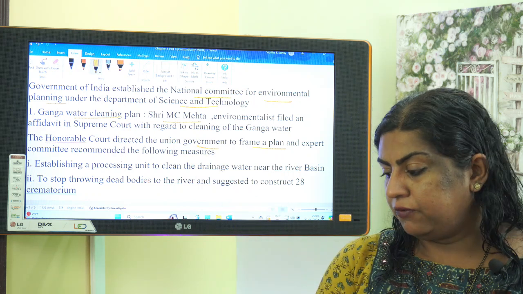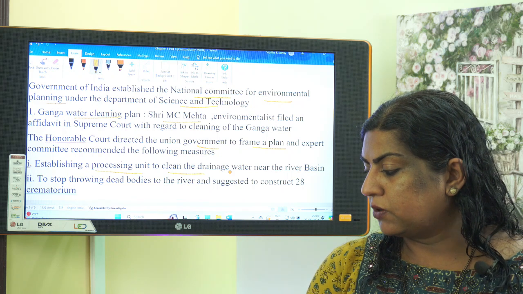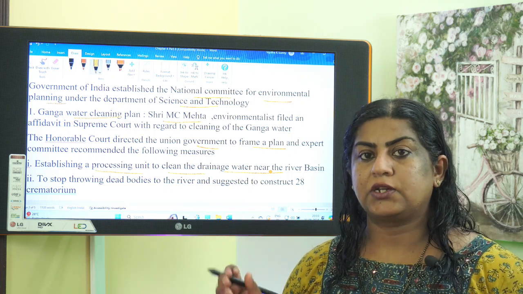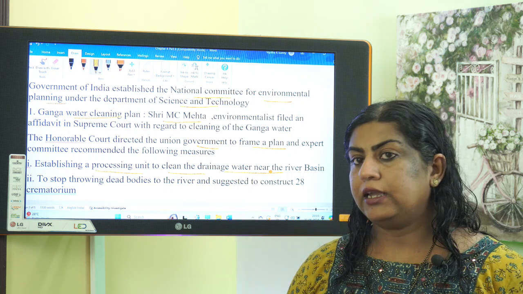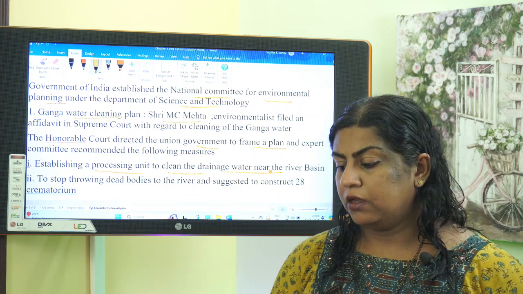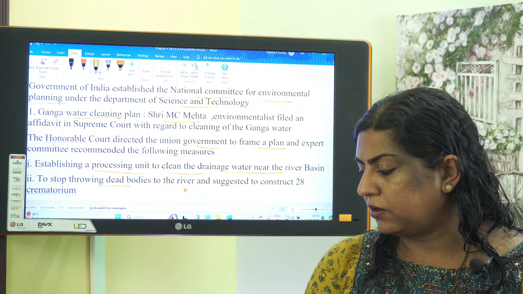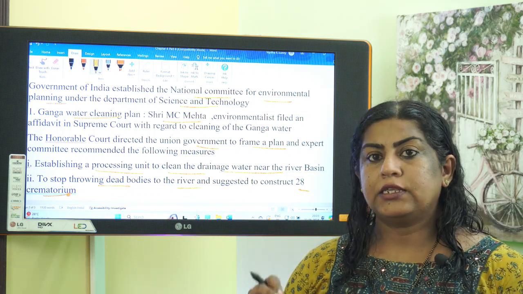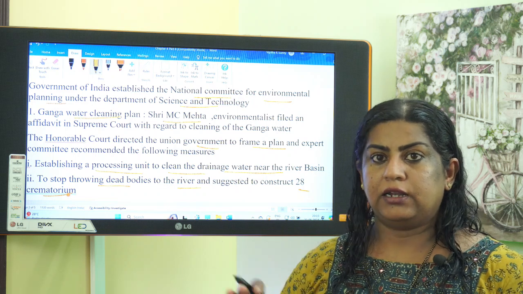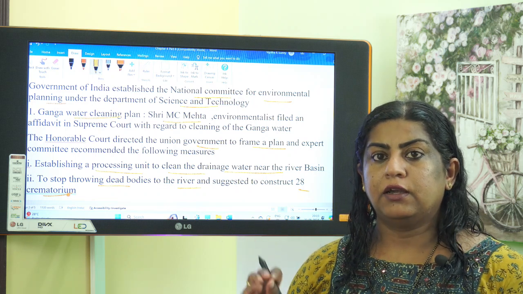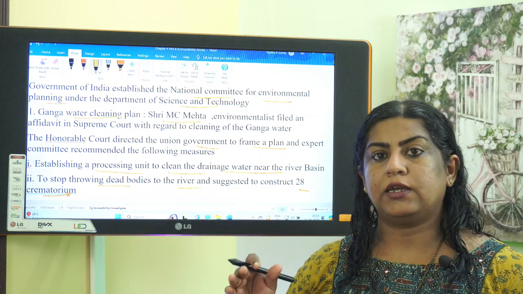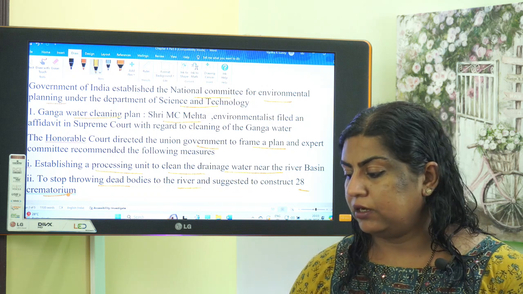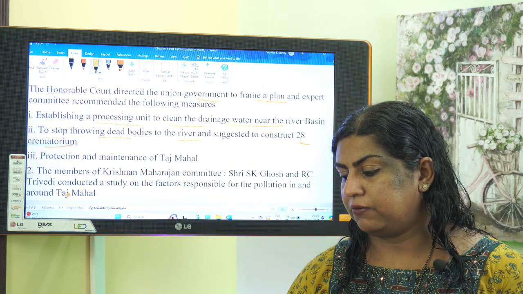So, what are the measures? First one, establishing a processing unit to clean the drainage water near the river basin. So, one processing unit will be established. That unit is used to clean the drainage water near the Ganga river basin. Next one, to stop throwing dead bodies into the river, and it was suggested to construct 28 crematoriums. So, instead of throwing dead bodies into the river directly, 28 crematoriums were constructed so that the dead bodies can be cremated properly. So, the water will remain clean. So, to stop throwing dead bodies into the river.